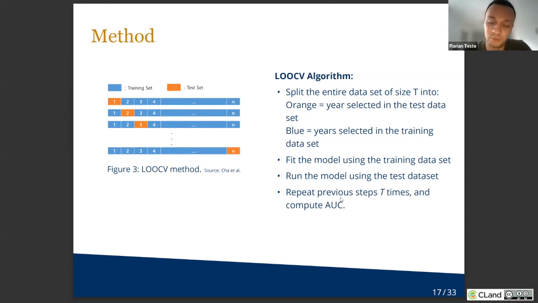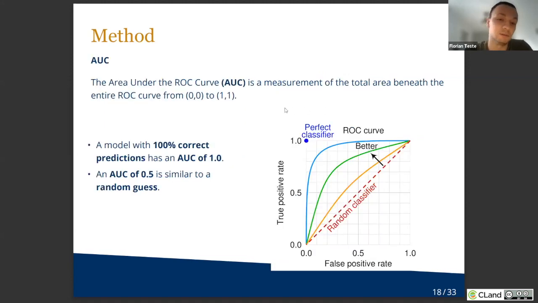So we use the area under the curve metric. This is a performance metric that will evaluate the performance of the model. So basically, if you have a score of, for example, 0.5, it means that your model is extremely bad. It's similar to a random guess. But if you have a score of 1, it means that your model is excellent. You make a perfect prediction. So the closer to 1, the better.